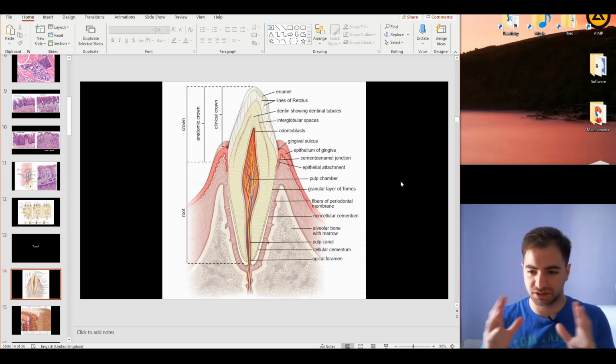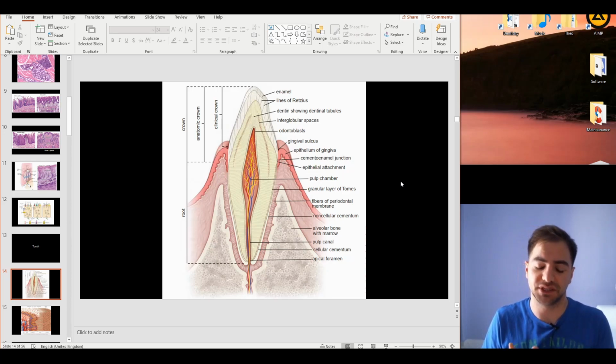Typically speaking, this is a rule that you should always keep in mind. The more vessels you have in a specific area, the better this area is able to repair itself or to regenerate specific structures. This is why in the beginning, when teeth are being produced and the pulp is more expanded, we have higher potential for regeneration processes and higher potential for reparation phases, let's say.